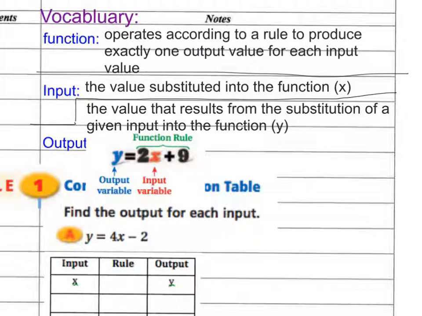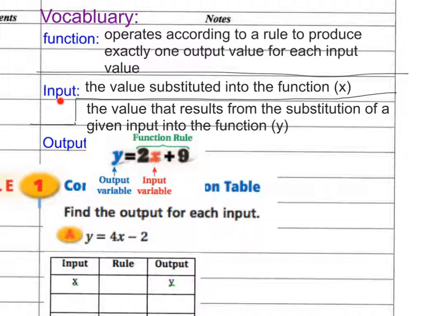Vocabulary words to fill in. The first one is a function. A function operates according to a rule to produce exactly one output value for each input value. If we look at our example here of an equation, the rule would be 2 multiplied by something plus 9.